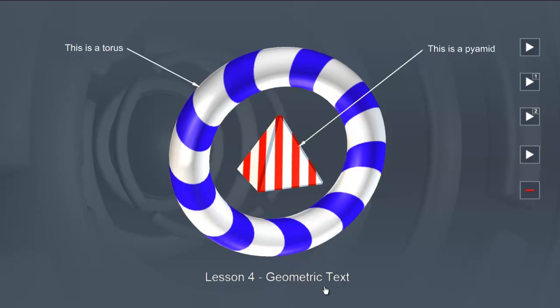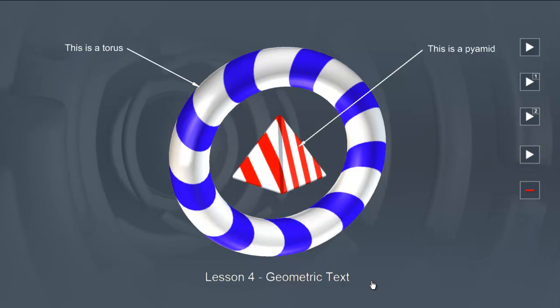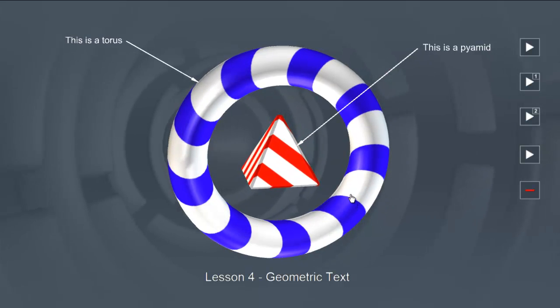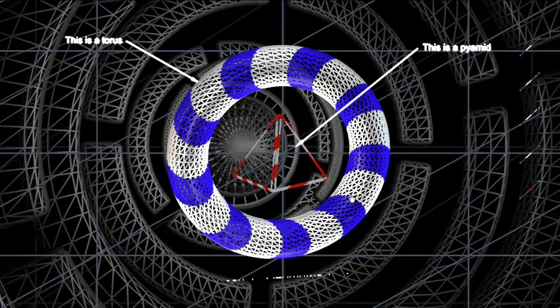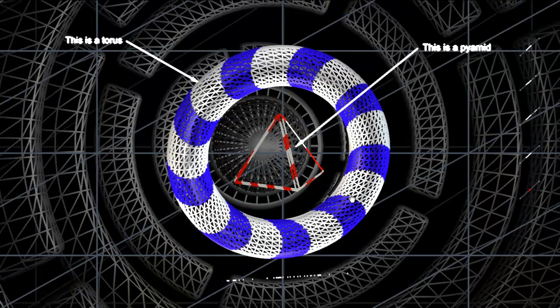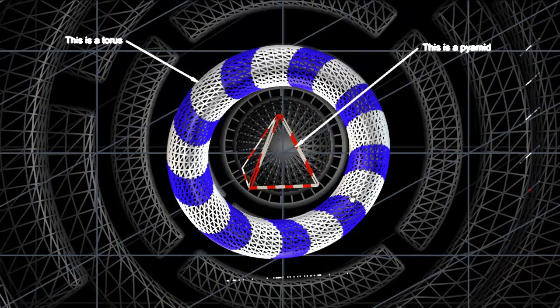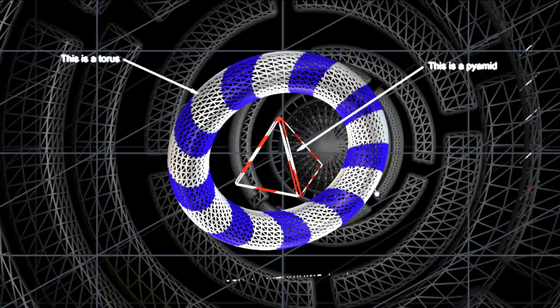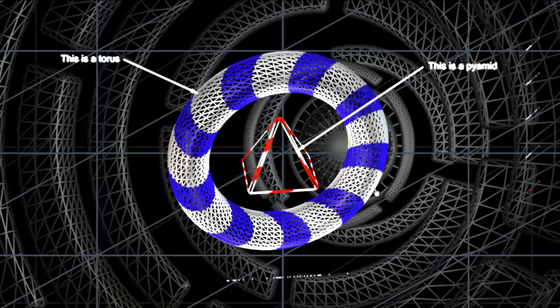And the text at the bottom here, which says Lesson 4 Geometric Text. So two things, it's geometric text, so if I press F8 on the keyboard, you can see here it will turn everything into polygons. And you can see that the text is made up of polygon geometry, so that's why it's called geometric. If I press F8, you'll come back.